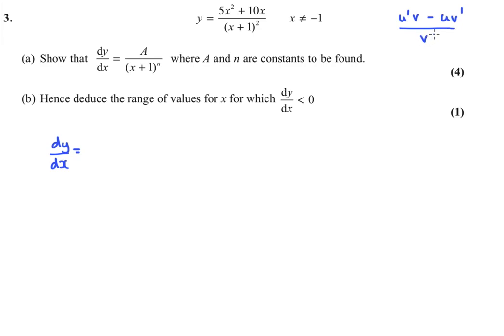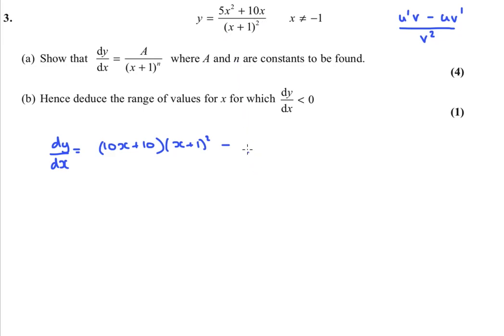all divided by v squared, where this is u and this is v. So we differentiate the top one, which is going to be 10x plus 10, and we multiply that by the bottom one, so just timesing that by x plus 1 squared, minus differentiating the bottom one, so v', which we're going to need to use the chain rule for, but that's going to be really straightforward.